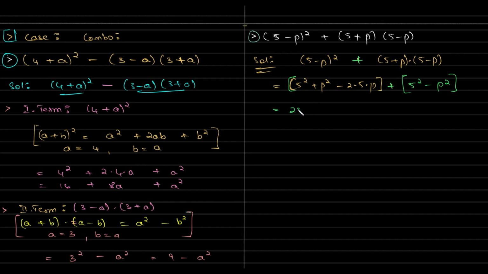So 5 square is 25 plus p square minus 10p plus, of something is safe to open the brackets, 25 minus p square. Now check out what are the like terms and unlike terms. Well, we have p square and p square getting cancelled because one is positive, another is negative, and we have 25 and 25, that is 50 minus 10p.